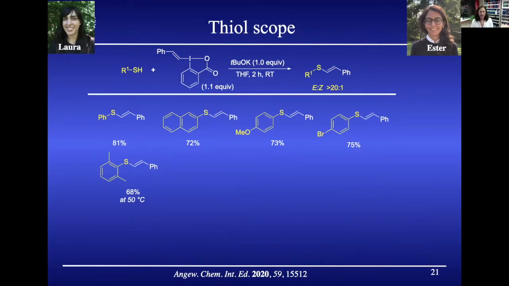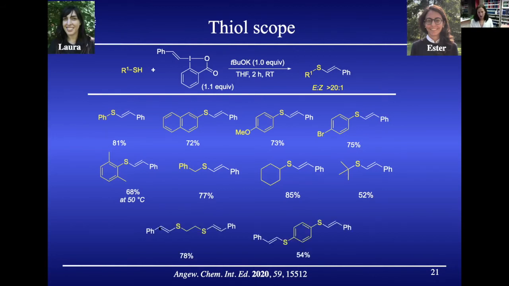So looking at the thiol scope then, if we start by varying the thiol and keeping the vinyl moiety intact, then you see that we have the normal possibility to change the aryl group of the thiol to include electron-rich, halide substituted. We could also have diortho substituted, so sterically hindered thiols, even though the temperature had to be increased to allow that. We could also vinylate aliphatic thiols, also with steric hindrance, such as a tert-butyl group. And we had examples where we did a divinylation of a dithiol, and that worked out really nicely.